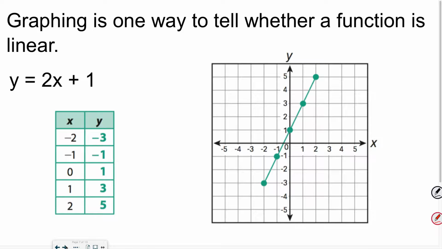How do we know this equation right here, y equals 2x plus 1, is going to go at a constant rate? It's multiplying every x value by 2. So every time you grow 1x, you'll grow another 2. It's always going to be constant, so it's going to be a straight line. 1x, grow 2.